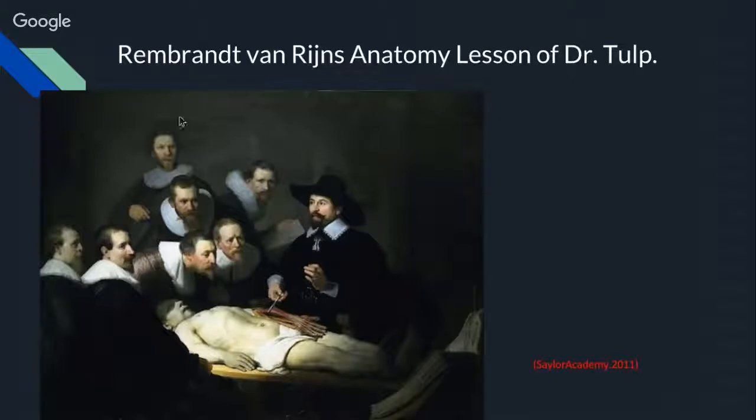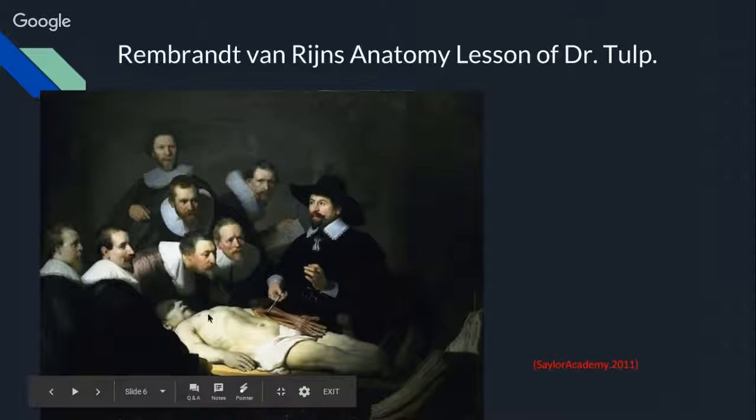So the next one is Anatomy Lesson of Dr. Tulip. This painting was created in the 17th century by the artist Rembrandt van Rijn. Here we have a doctor, Dr. Tulip. Back then, he was a famous doctor for science and anatomy. And right here, we have his students, and then we have a body here that they're looking at and overseeing. So let's take a look at this.